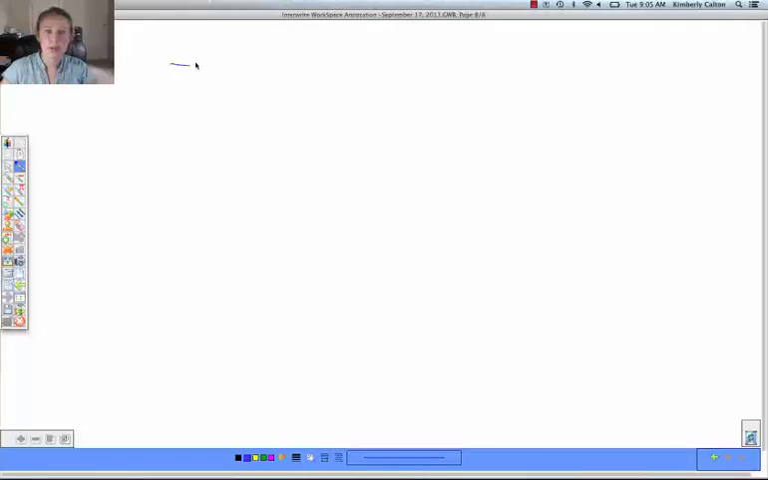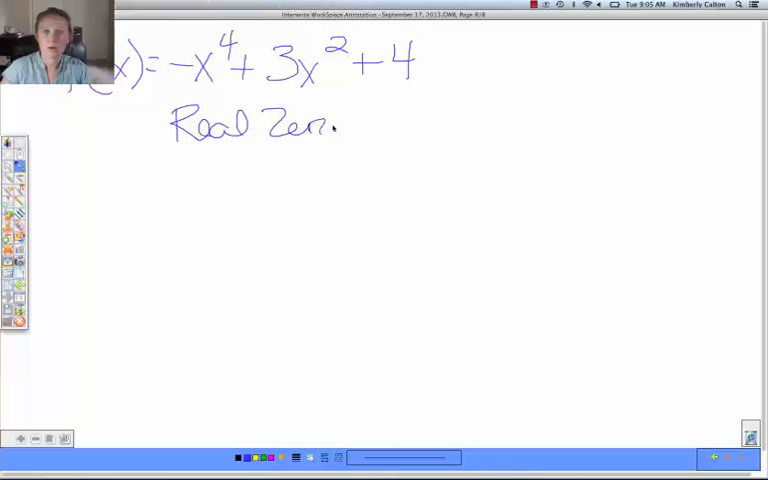So remember, we still have -x to the 4th plus 3x squared plus 4 as our problem. Well, now we know some things. We know that the real zeros are 2 and negative 2. But remember, I'm supposed to have 4 answers. Well, since I'm supposed to have 4 answers, I've got to find the other 2 answers. That's how we use these 2 answers to find the remaining answers.